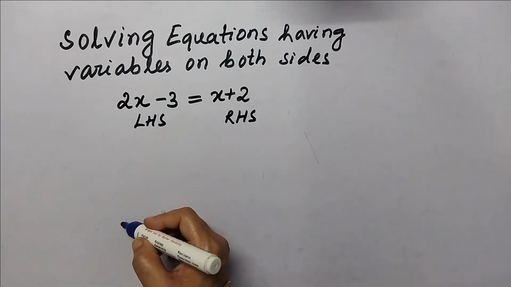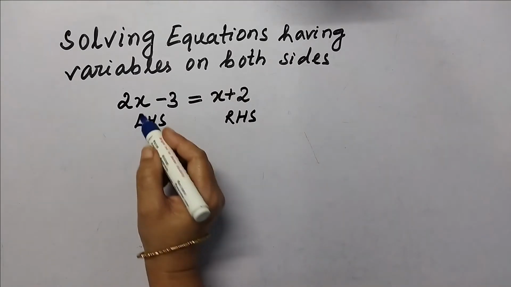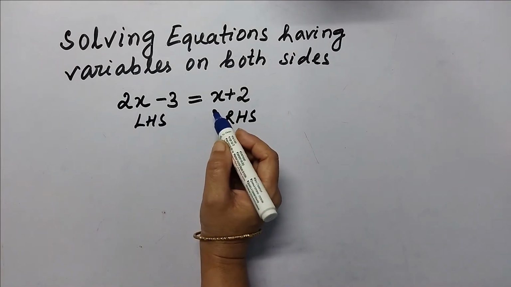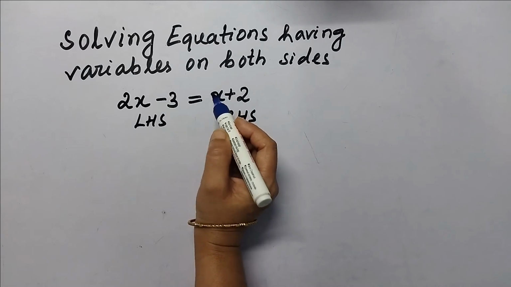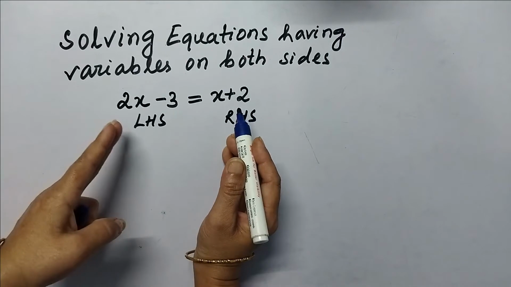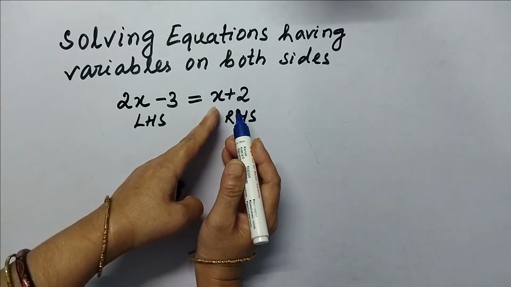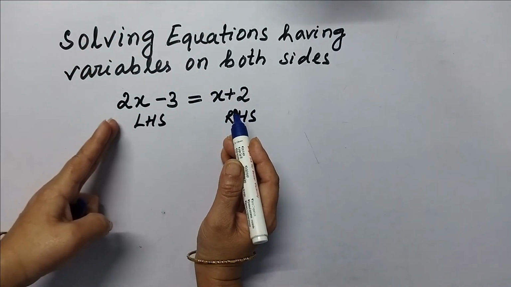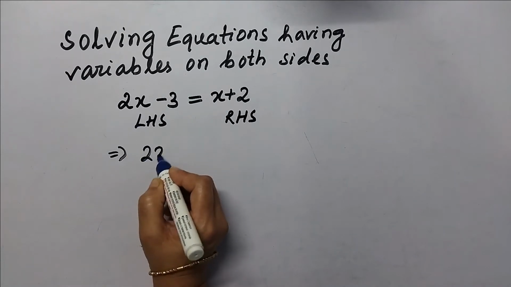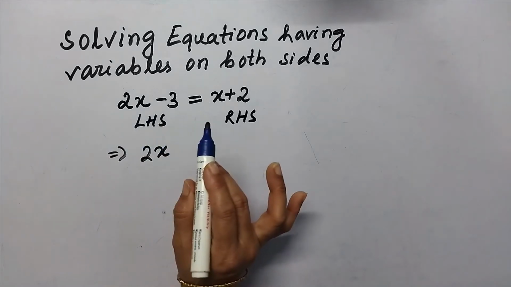Already we have learned how to solve equations when variables are present on one side. But here they are present on both sides. So what do we have to do? By using the transposing method, we have to transpose. If the variable parts are present in the RHS, you have to bring them to the LHS. Now 2x is the variable term and it is present in the LHS only, so no need to change.